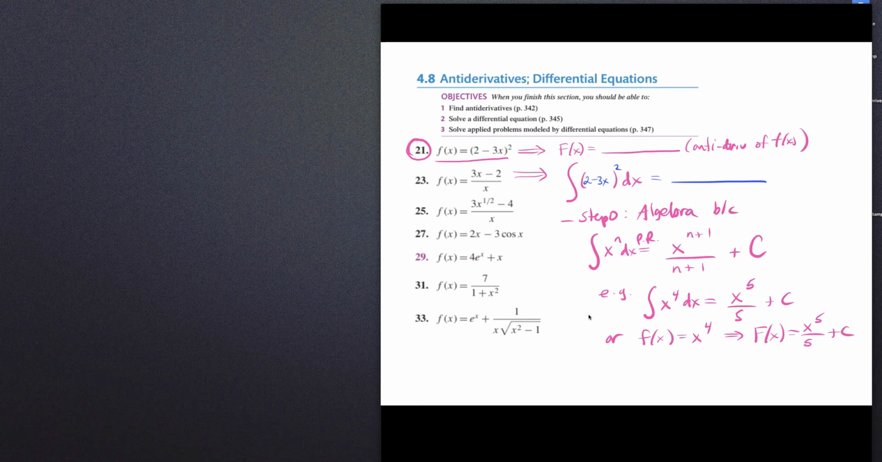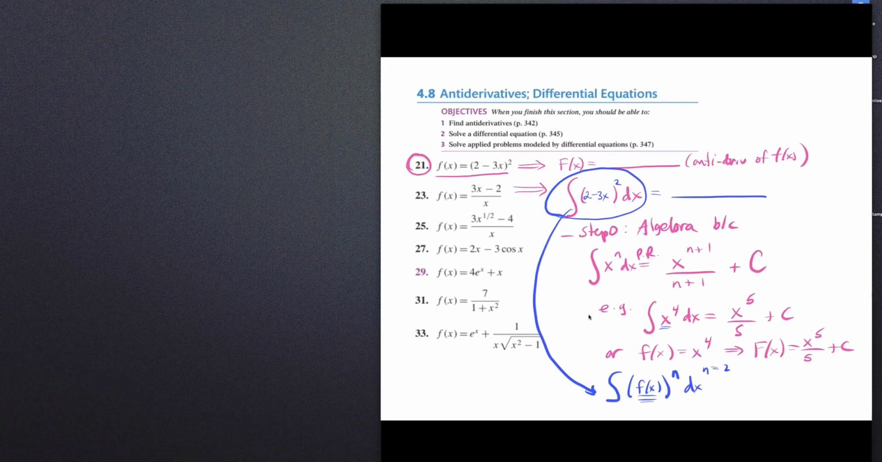But the given problem, as stated, doesn't look like x to the n power. It looks like a composition of functions. What we're seeing in this problem is an antiderivative of some function f of x to the nth power, in this case n being equal to 2. So it's the fact that we have a function of x here and not just x that makes me worried about doing the power rule, because we haven't figured out the chain rule for antiderivatives yet.